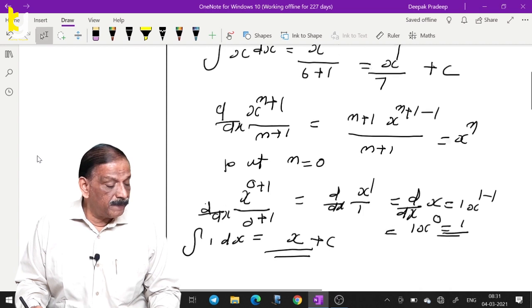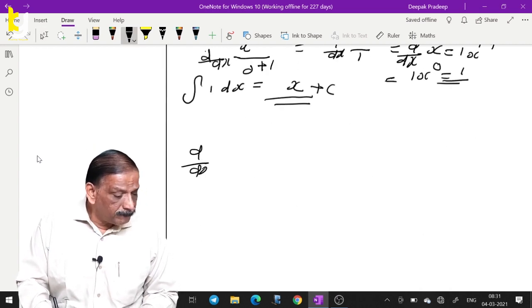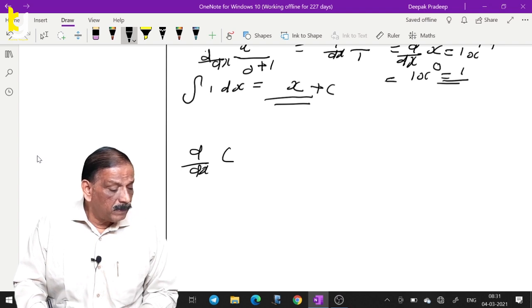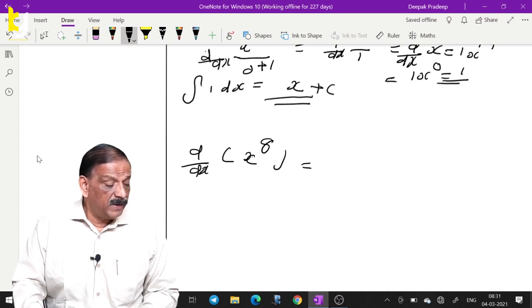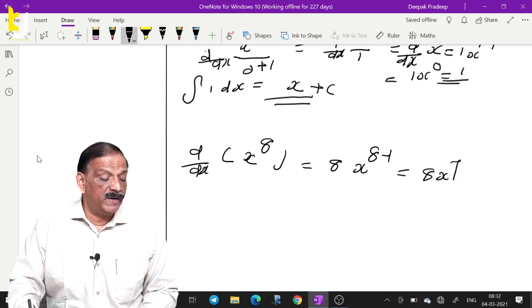Then next is d by dx of x to the power of 8 equals 8 x to the power of 8 minus 1, which is equal to 8 x raised to 7.